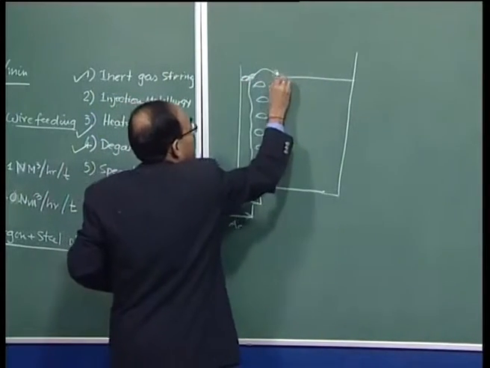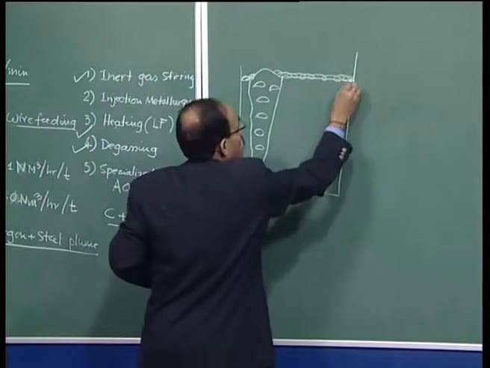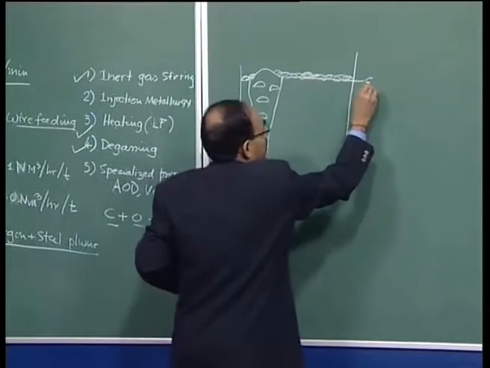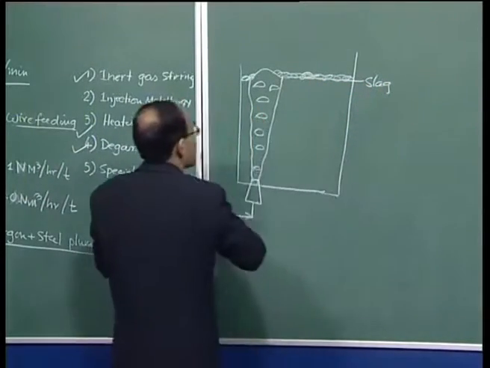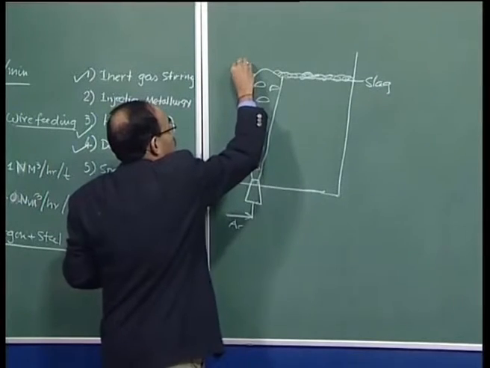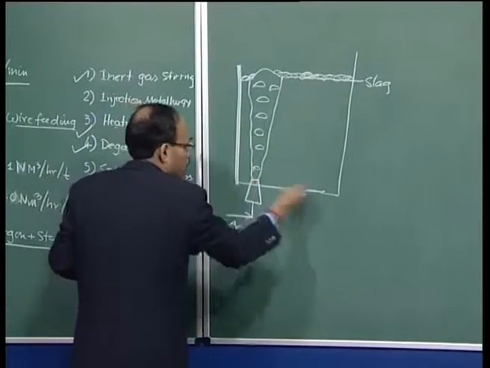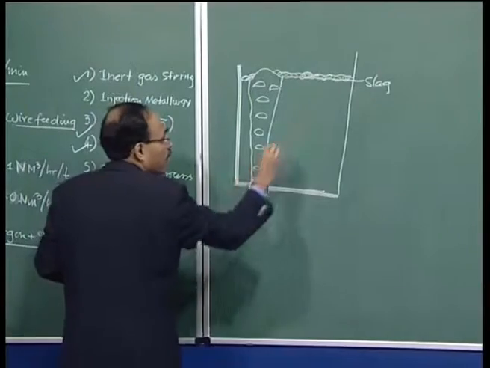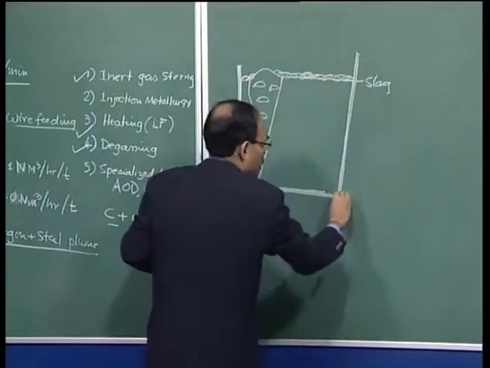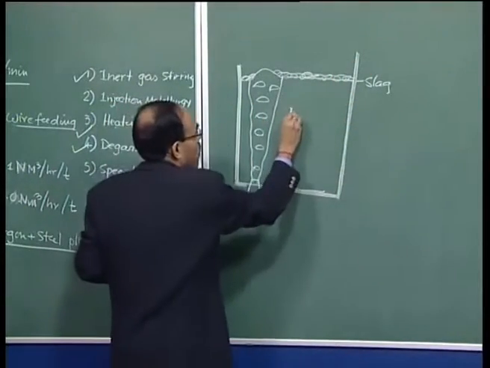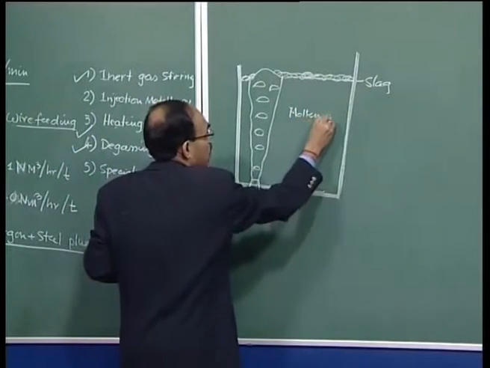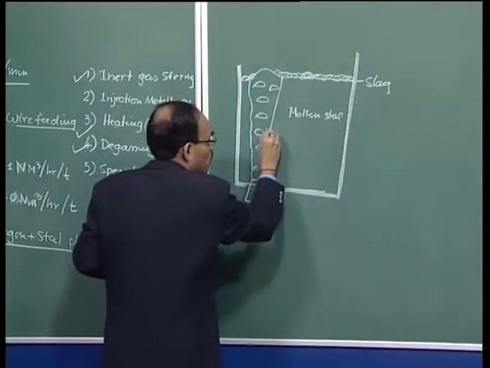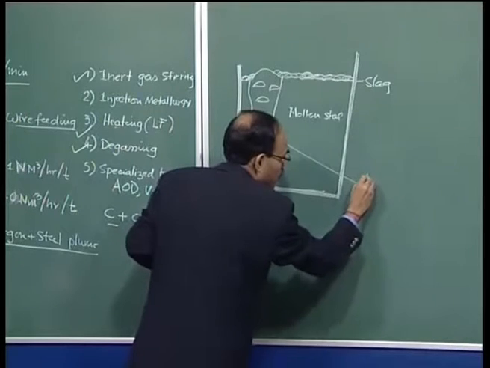This is the slag layer. So this is slag, and this is my refractory lined ladle, and this is molten metal, molten steel, and this is what I am talking about.